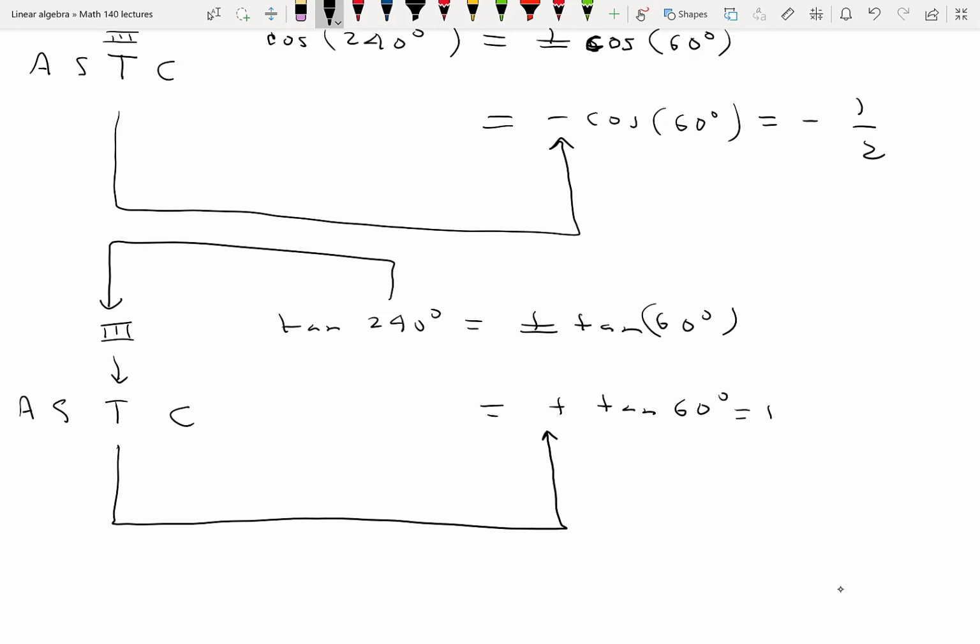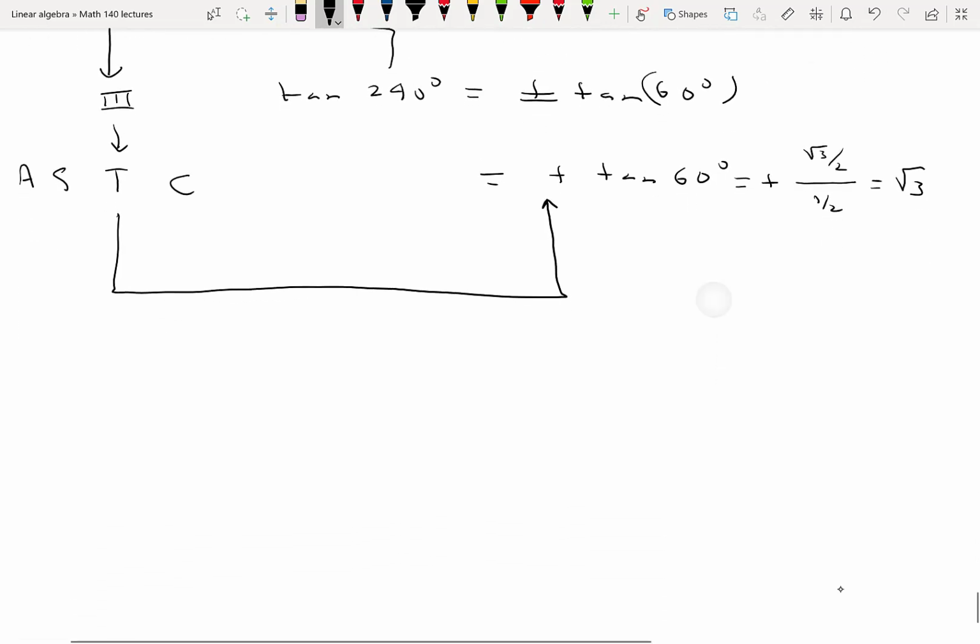Then this is positive sine of 60 over cosine of 60. Sine of 60 is radical 3 over 2. Cosine of 60 is 1/2. Sine over cosine is radical 3. Okay, if you didn't get this, I'm going to look at one or two more examples of how this works. It's very easy to use all this stuff, to combine all this stuff.